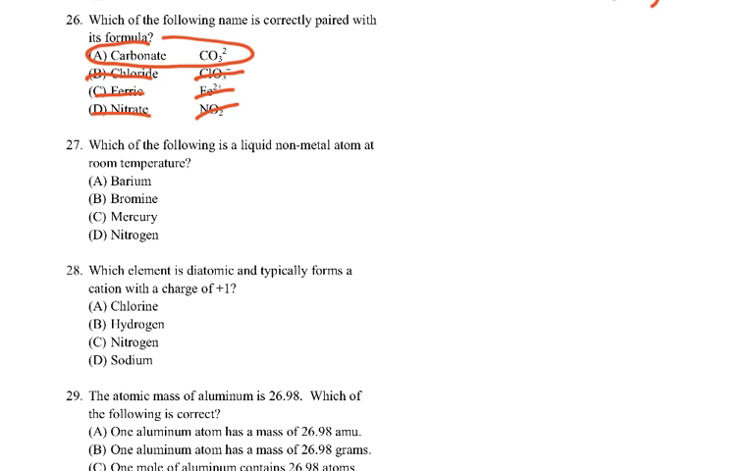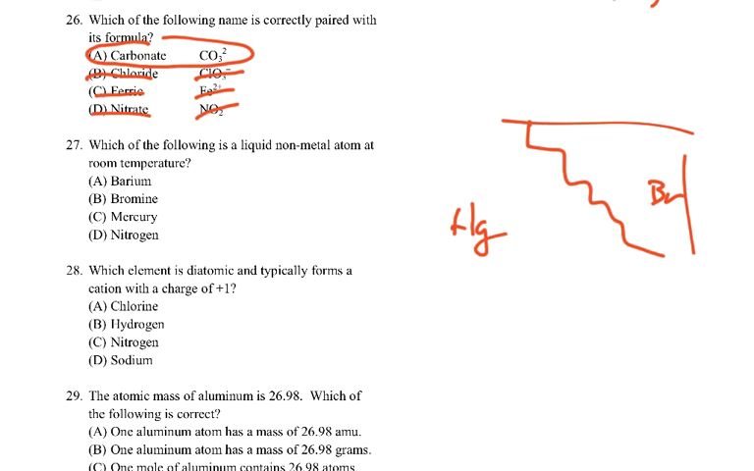Which of the following is a liquid non-metal atom at room temperature? Okay, we're just supposed to know this. Non-metals are the things way over in the corner of the periodic table. And we only have two liquids in the whole periodic table. One is a metal, that's mercury, and the other one is bromine, and that's our non-metal. So the non-metal atom at room temperature.